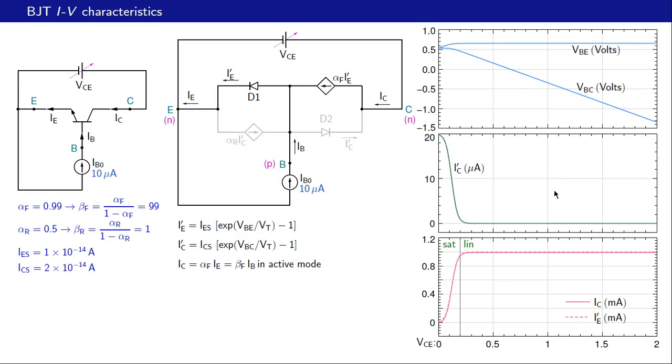And IC prime continues to be small. Note that VBC has now become slightly positive, but it is not large enough to make IC prime substantially or significantly large, and that is why on this scale IC prime is still looking like 0. So the transistor continues to be in the active mode, and IC continues to be about 1 milliamp, that is beta times IB.